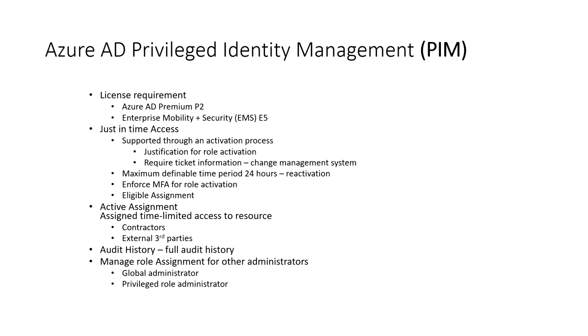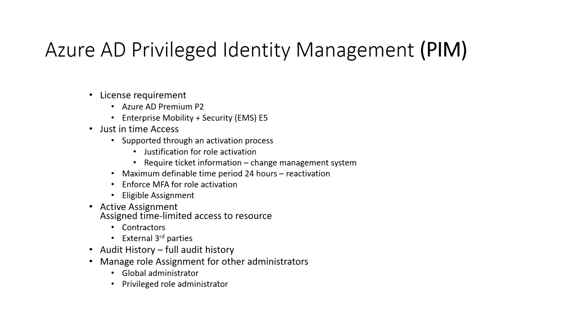You have access to a full audit history. By default, it's kept for 30 days, and if you require, you can download that as a CSV file. Another thing to bear in mind is that to manage role assignment for other administrators, you need to either be a global administrator or a privileged role administrator. Privileged Identity Management is a premium product, so you do require an Azure AD Premium P2 or Enterprise Mobility and Security EMS E5 license.